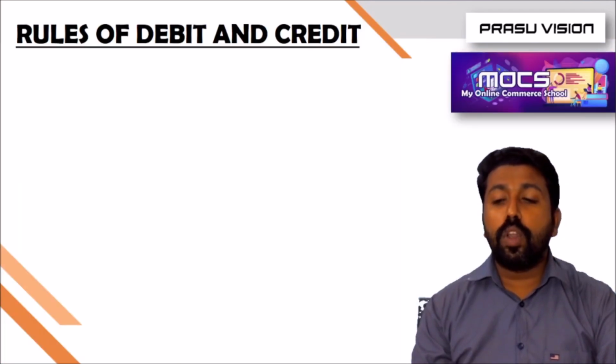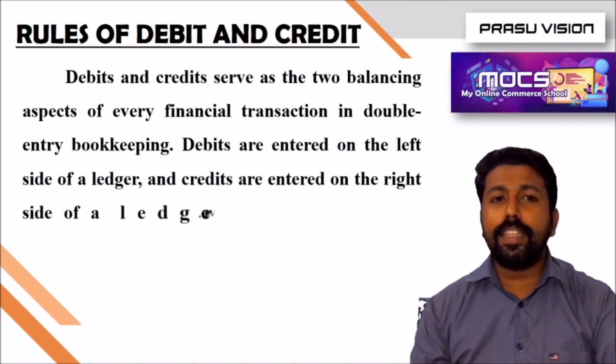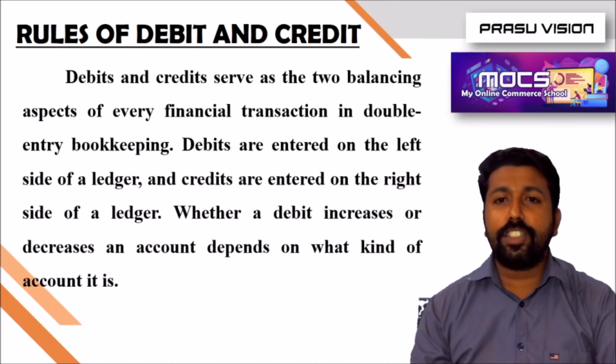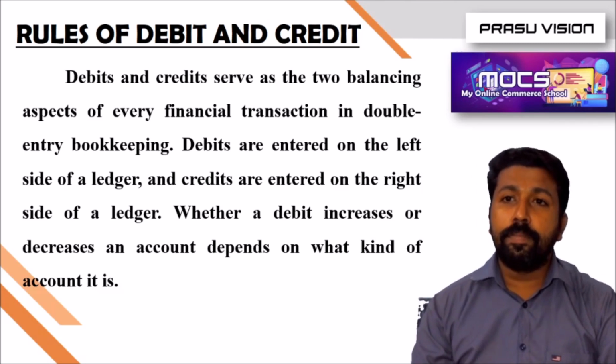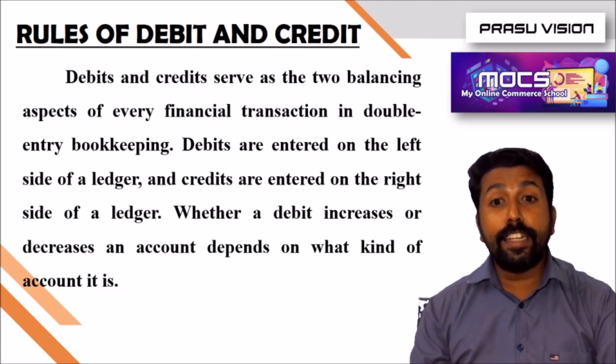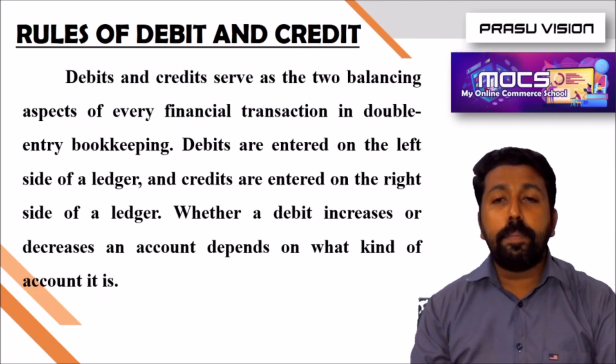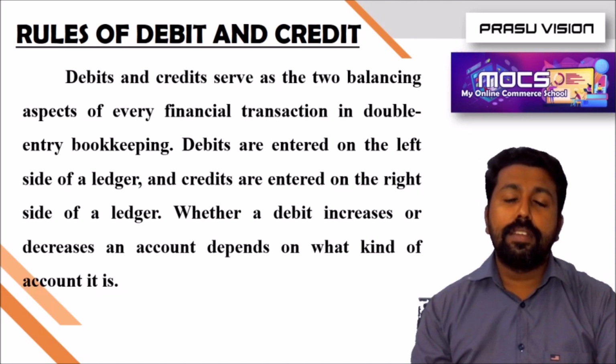So what is the role of debit and credit? Debit and credit serve as the two balancing aspects of every business transaction. In double entry bookkeeping, we have to find out the two different accounts from a particular transaction. Debits are entered on the left side of a ledger and credits are entered on the right side of a ledger. This concept was developed through the experience of business people and professionals hundreds of years ago.